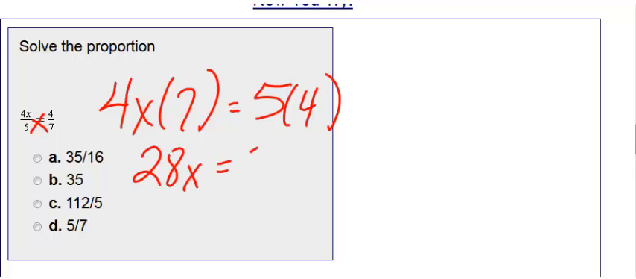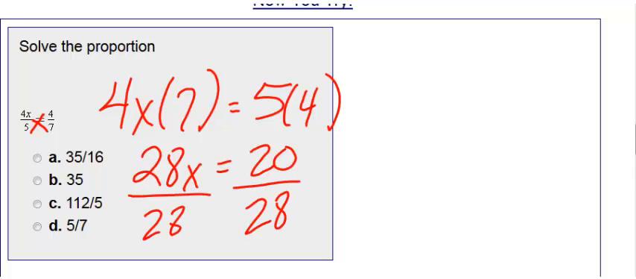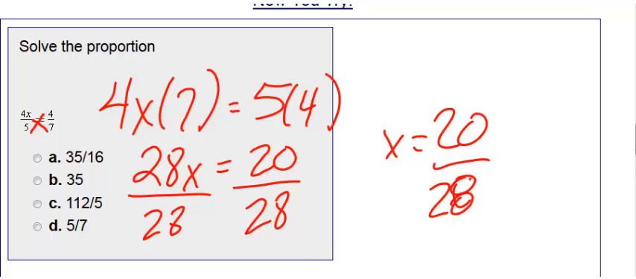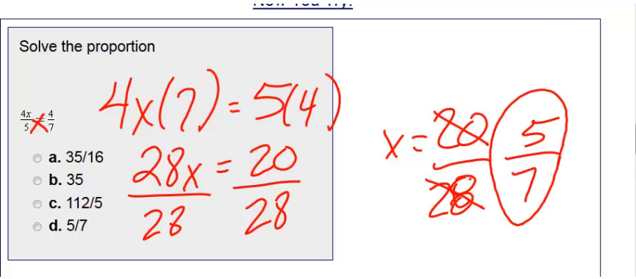28x equals 20. Divide both sides by 28. So I get x equals 20 over 28, but I can still simplify that. 4 goes into 20 5 times. 4 goes into 28 7 times. Therefore, we get an answer of 5/7, choice D. Cross multiply.